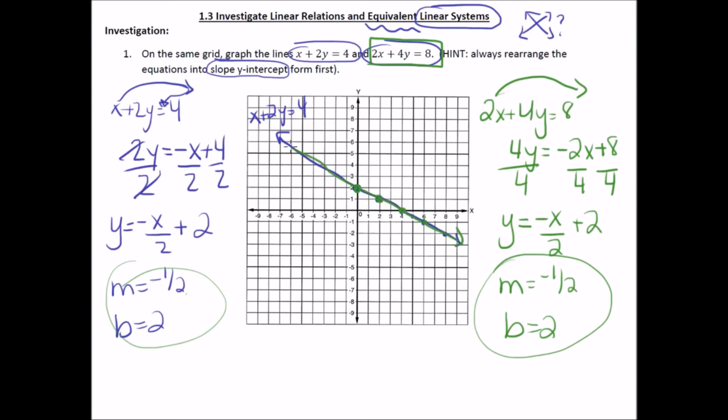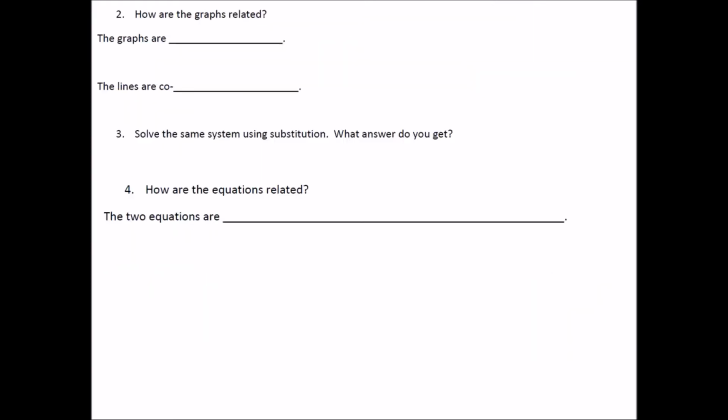And what do we notice? We notice that these two graphs, these two equations, actually represent an equivalent graph or an equivalent line. So let's think about this. How are the graphs related? Okay, the graphs are, we can say equivalent, or we can say the same. That means these lines are collinear. What does that mean? That means that they share a line.